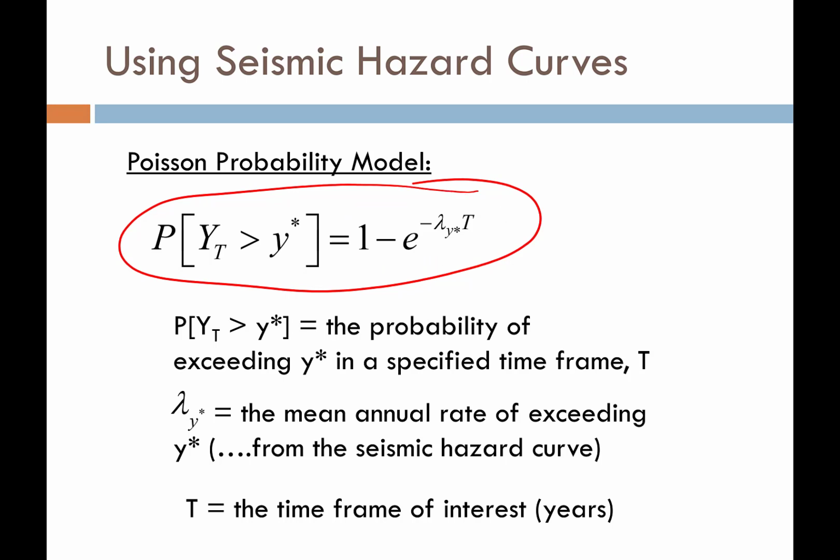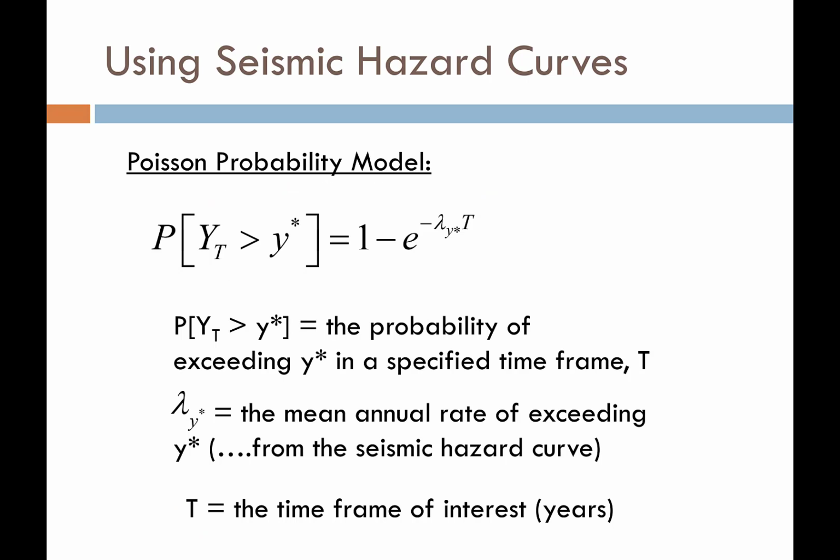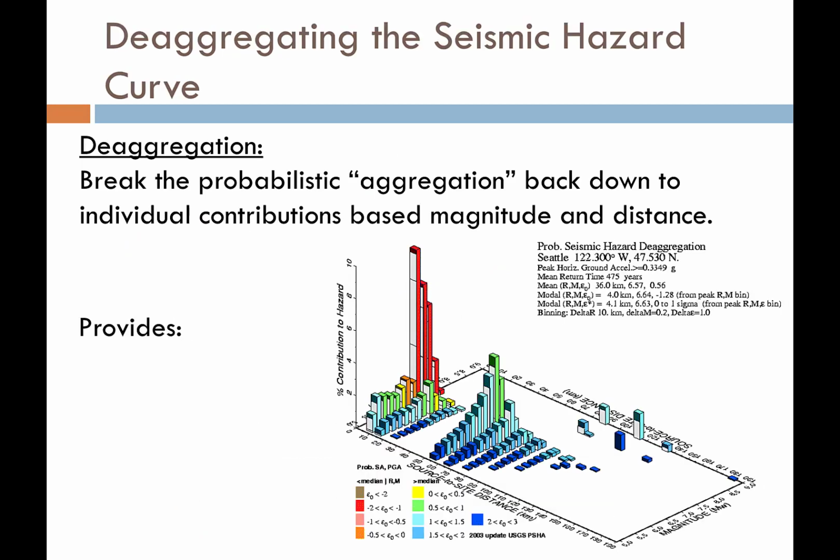And this equation is a function of the seismic hazard curve value that corresponds to the ground motion value y star that you're interested in, and then the time frame that you're interested in, in the same unit of time as your hazard curve, typically years. So this then would be like the design life of your structure or your levee or whatever it is you're interested in. And that's how we can get probabilities from these different seismic hazard curves.